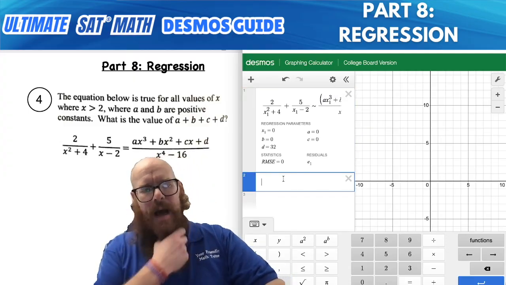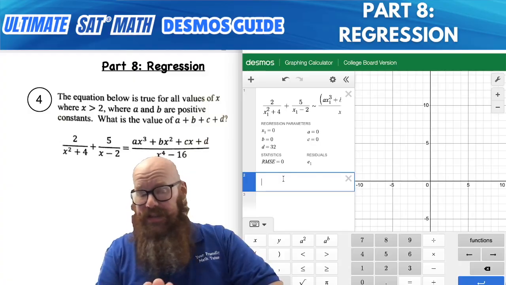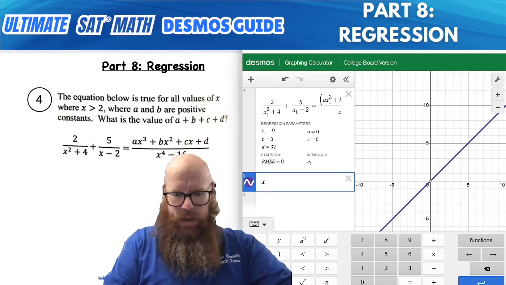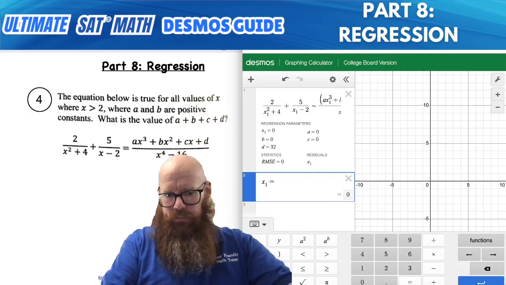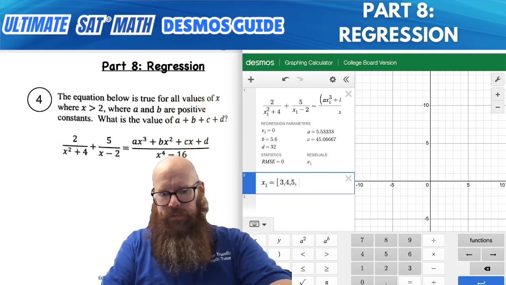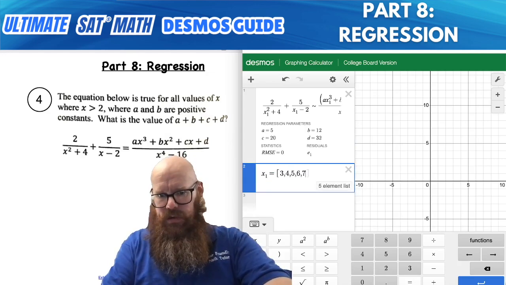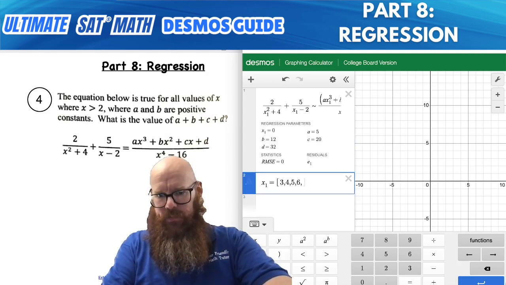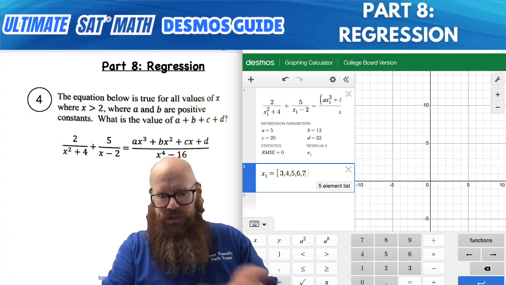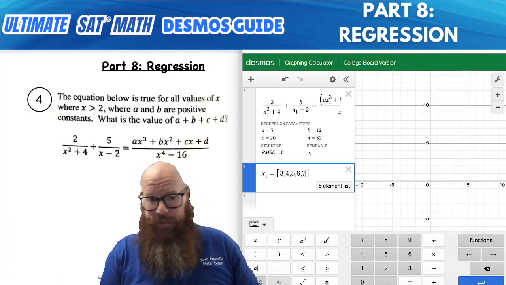But I don't want any denominators to be 0, so I'm going to skip over 2. So I'm going to do x1 equals, I'm just going to start at 3. I'm going to go 3, 4, 5, 6. And see if I keep going. If I get rid of that, you see I get 5, 12, 20, 32. And then if I put in 7, I still get 5, 12, 20, 32. So that makes me confident that those are the values.